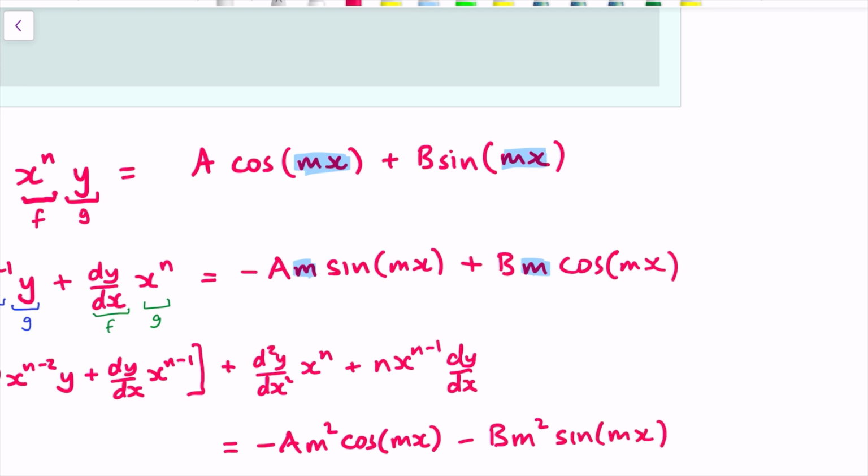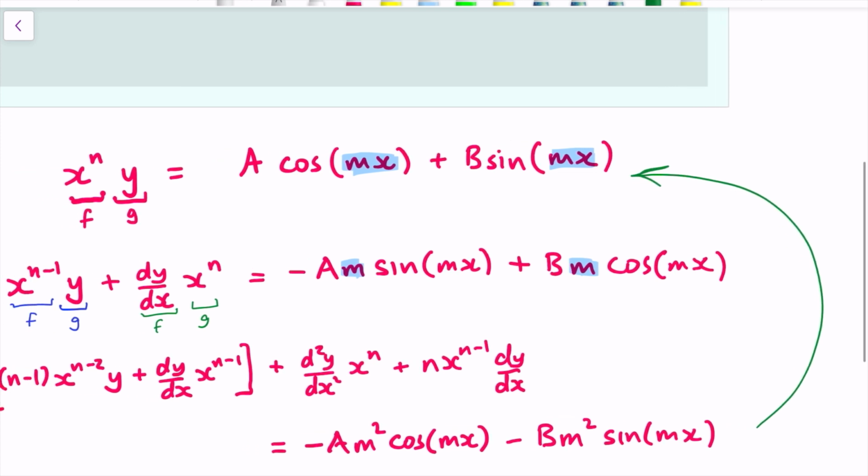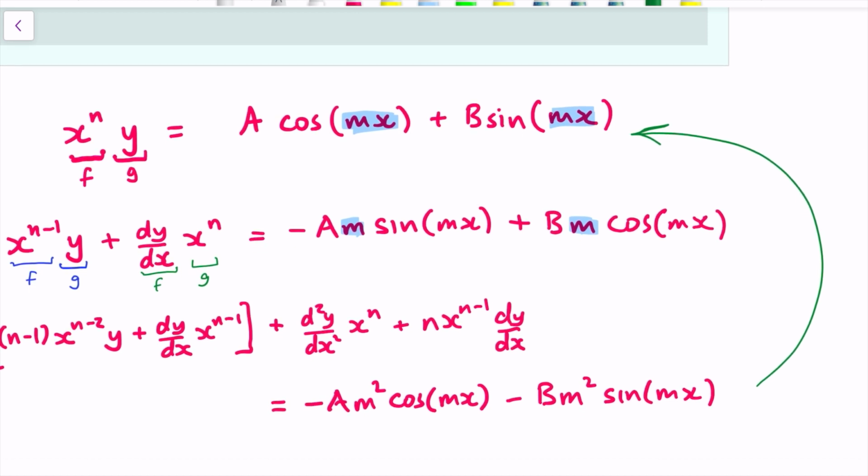And then we have a look at how that compares to what we started with. A cosine mx plus b sine mx, and now we're at negative am squared cosine mx minus bm squared sine of mx. So we've got negative m squared multiplied by what we started with, which is x to the ny. So that's the trick in this. To simplify, negative m squared multiplied by x to the ny.